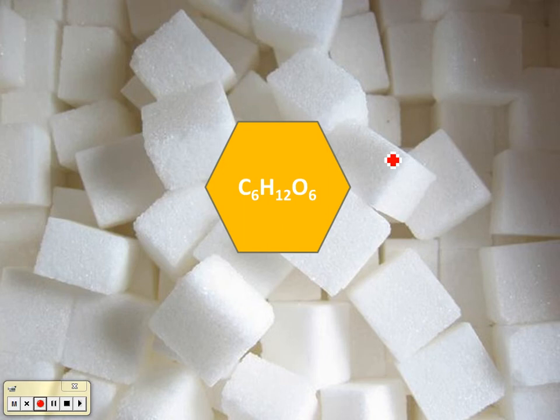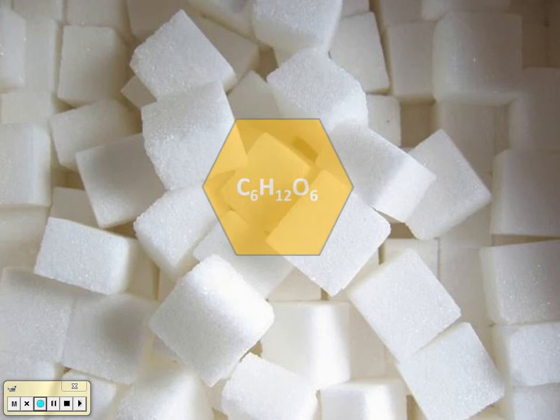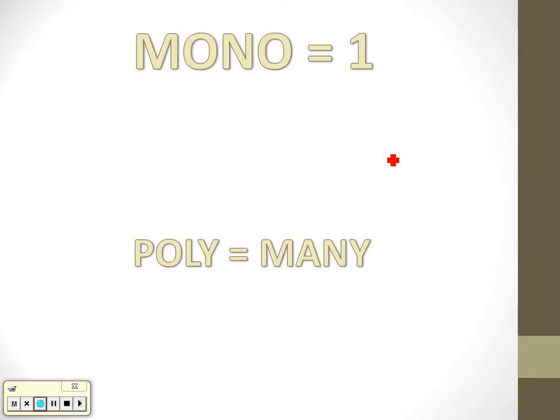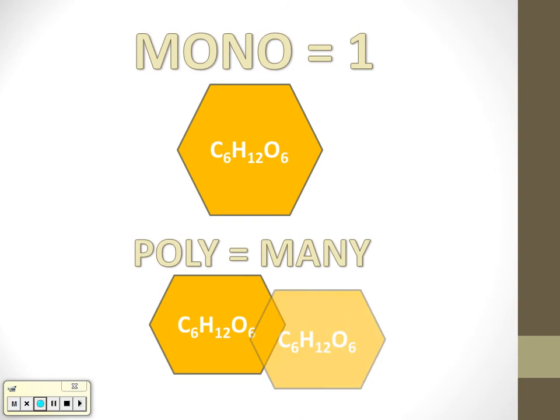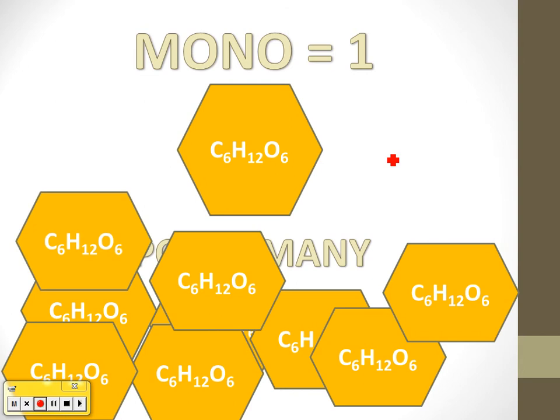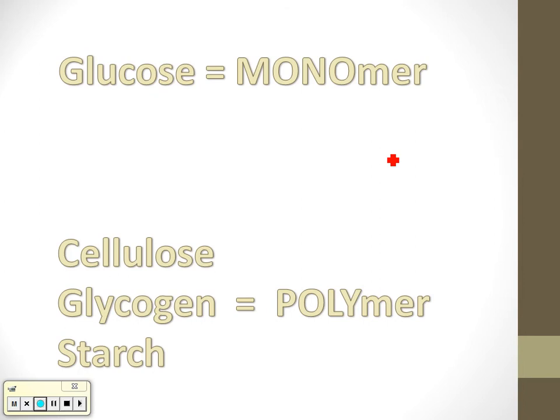Okay? Now, humans, when we have glucose, we turn it into glycogen. Again, we take lots of glucose molecules and stick them together to make glycogen. And we store this in either muscles or in our liver, okay? Now, the prefix mono means one, and the prefix poly means many. So glucose is a monosaccharide. And sucrose, cellulose, starch, or glycogen would be considered a polysaccharide. Okay? Or a monomer and a polymer, that's just a name.